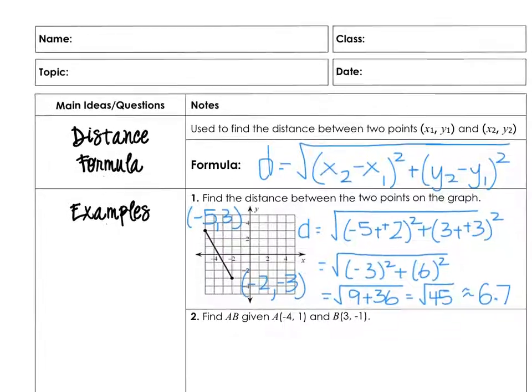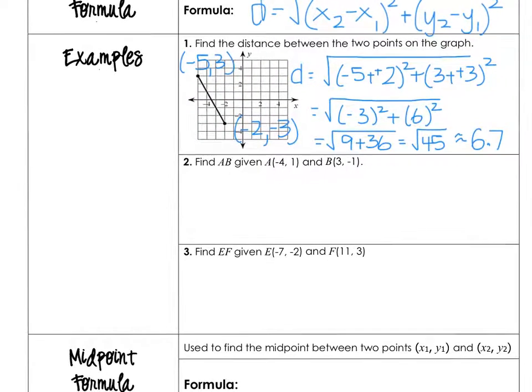Okay, 1 decimal place is sufficient in your approximations. So if it's not a perfect square, you need to make sure that you round to the first decimal place. Okay, looking at the second example, distance equals square root of negative 1 minus 1 squared plus 3 minus negative 4 squared.